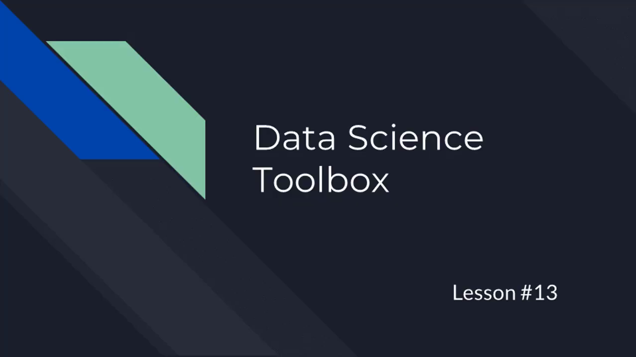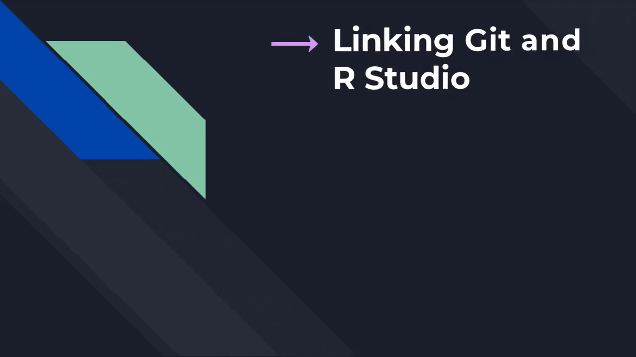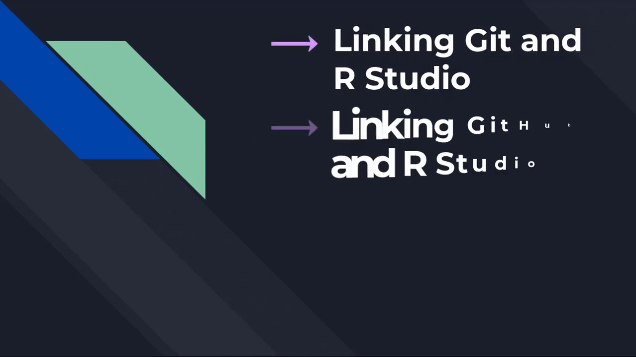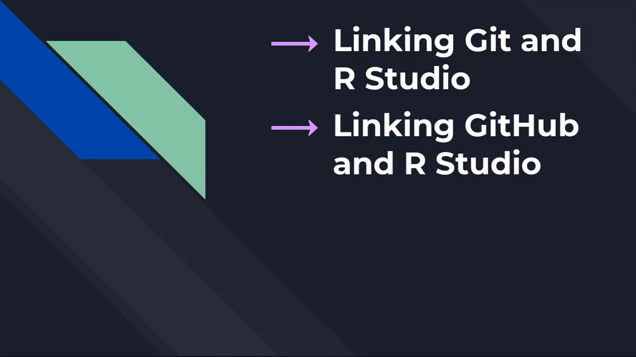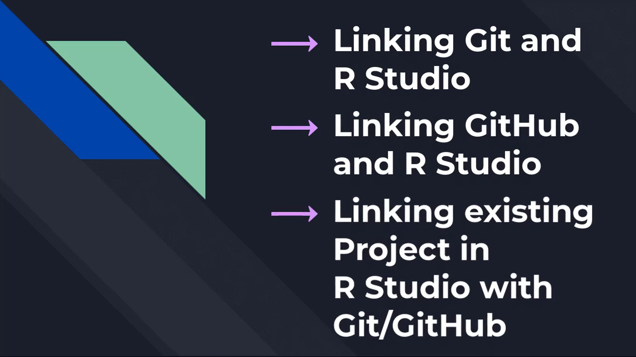Now that we have both RStudio and Git set up on your computer and a GitHub account, it's time to link them together so that you can maximize the benefits of using RStudio in your version control pipelines. First, we will link RStudio and Git, and then we will link RStudio and GitHub. We will also link an existing project with Git and GitHub. Let's start with linking RStudio and Git.